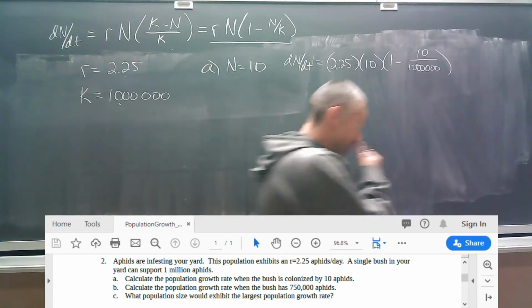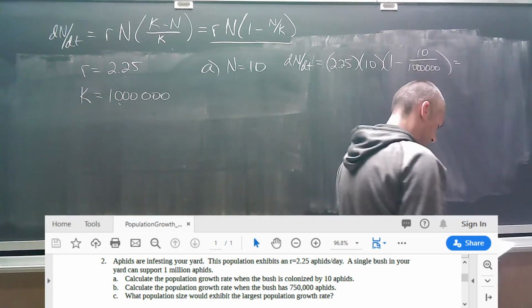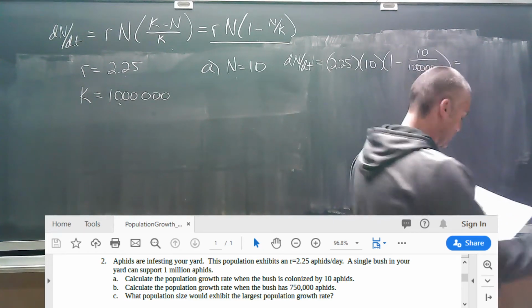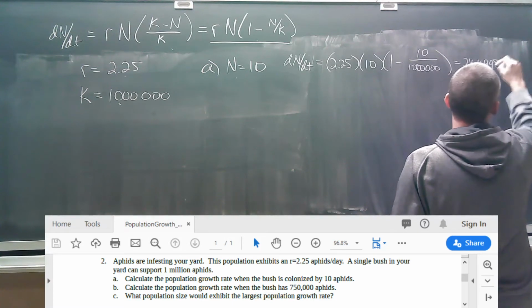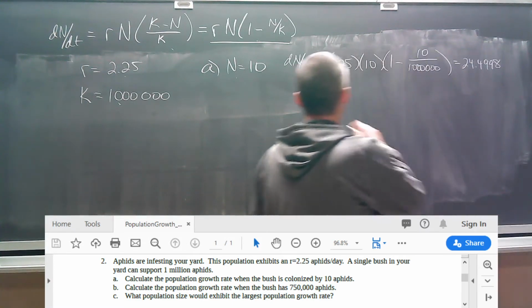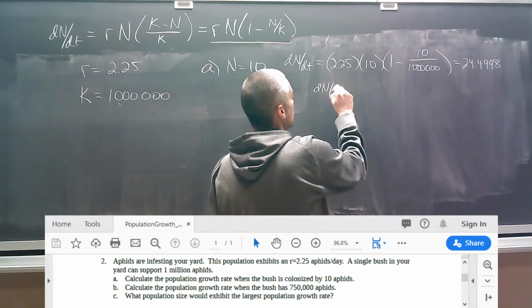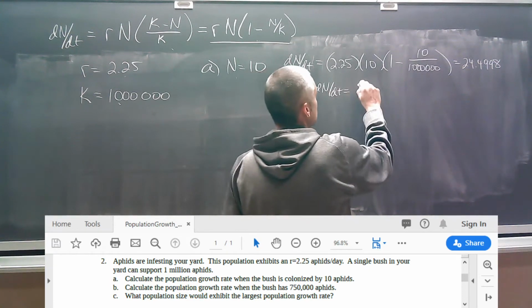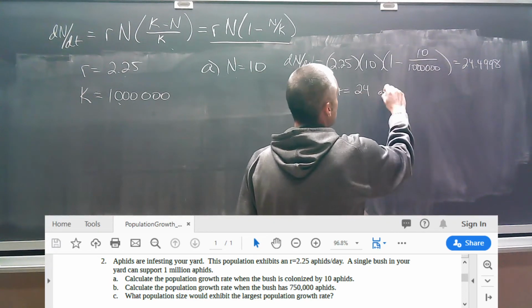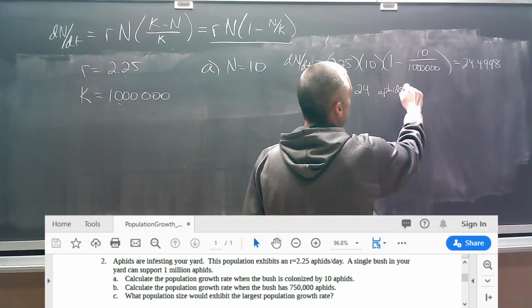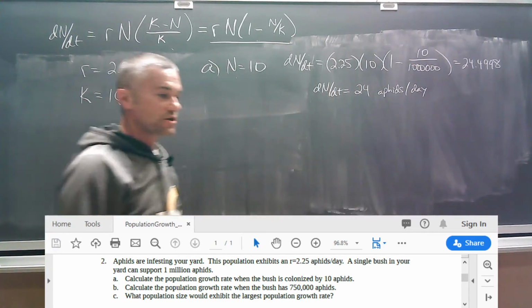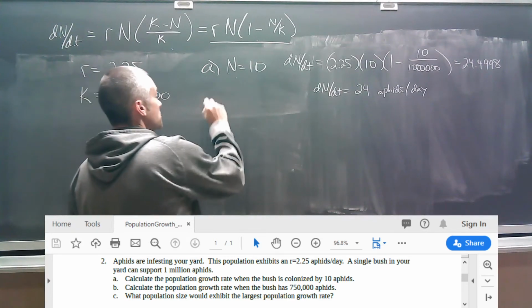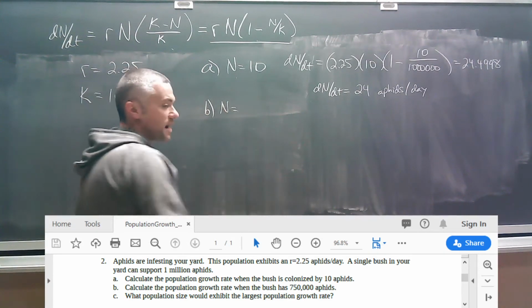And when I solve it on my calculator, I get 22.4998 aphids per day. Rounding to a whole number gives 22 aphids per day as our growth rate. So that's question A.